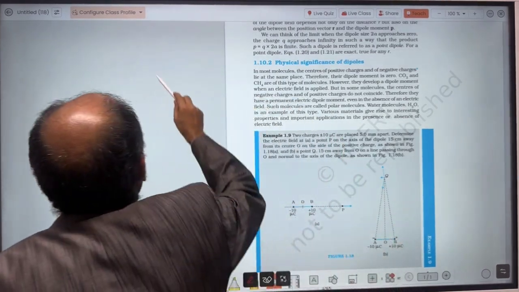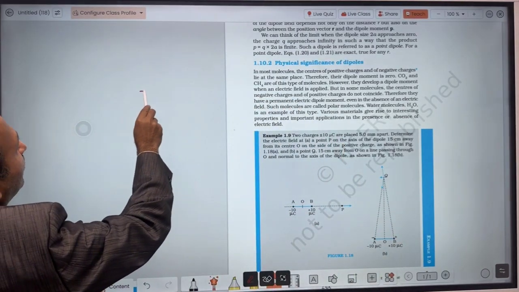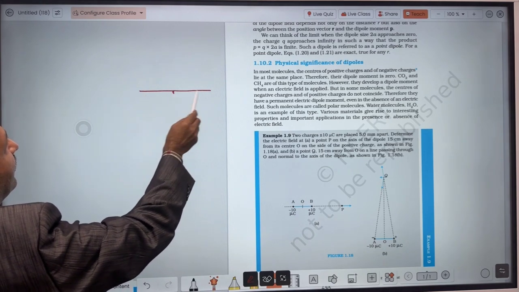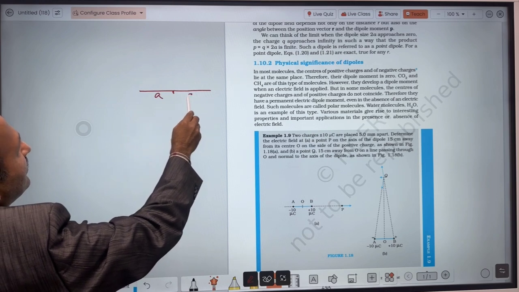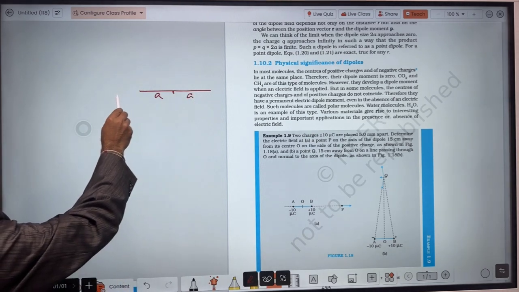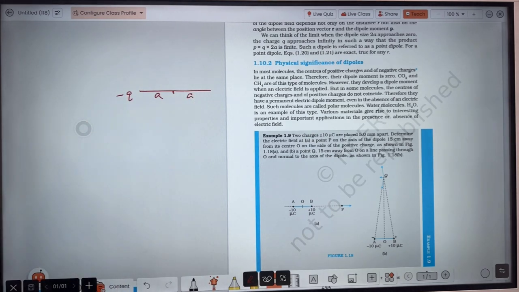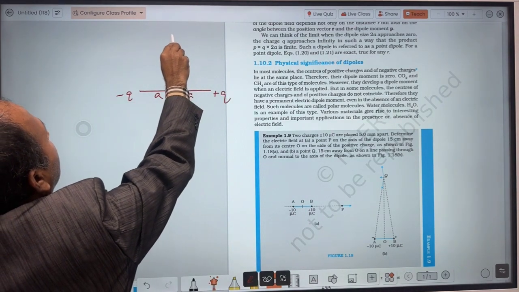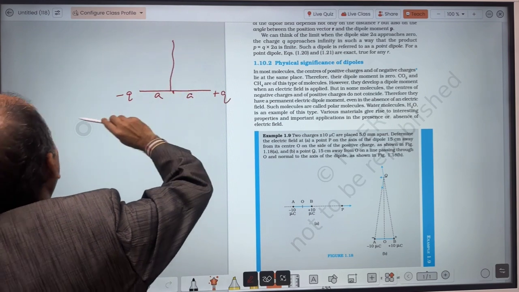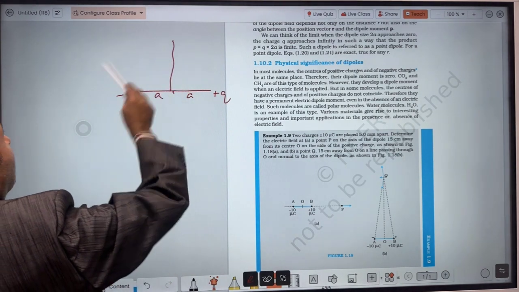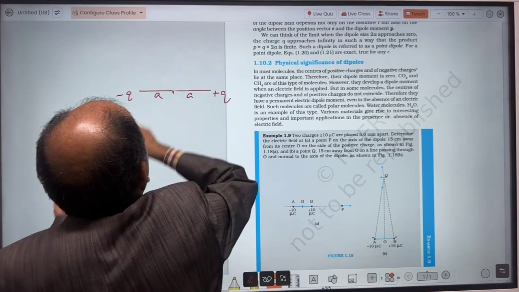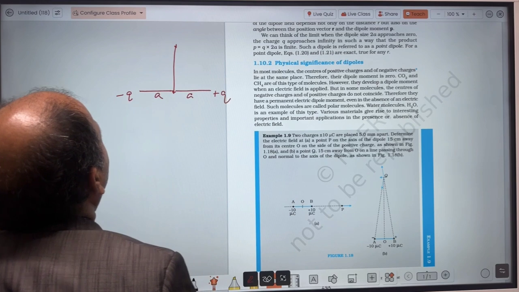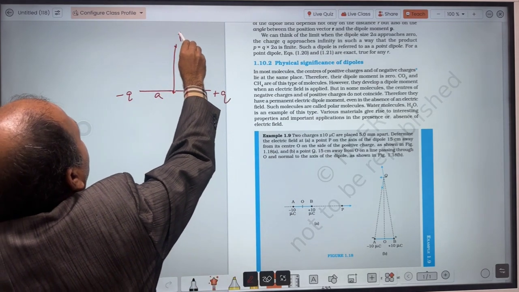So, to find the electric field on the equatorial position, we can consider a dipole whose separation is 2a. This distance is a, this distance is also a. Imagine that this charge is minus q and this is plus q. Now this is the point where the electric field is to be found. Suppose this point is P.